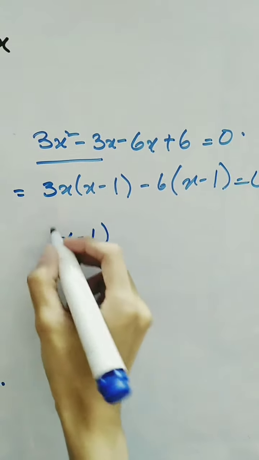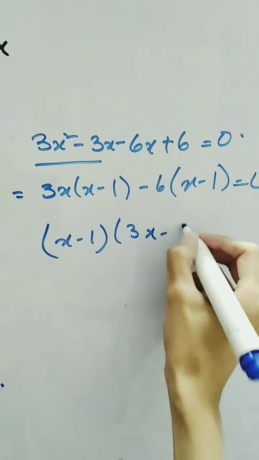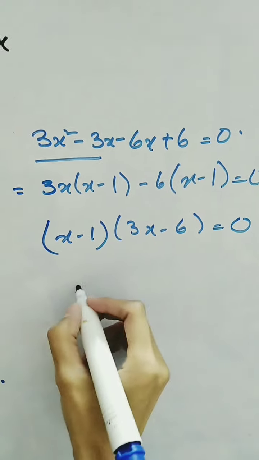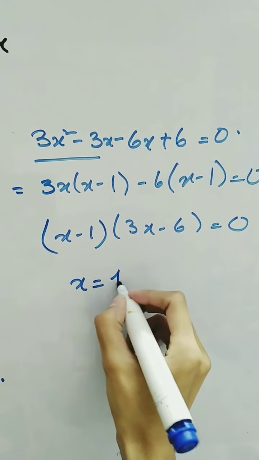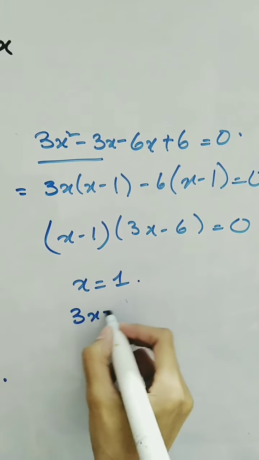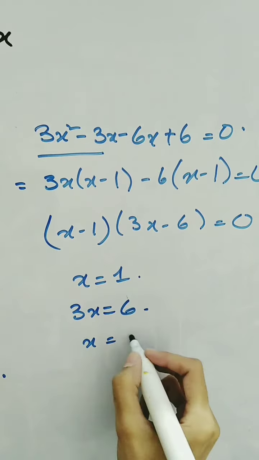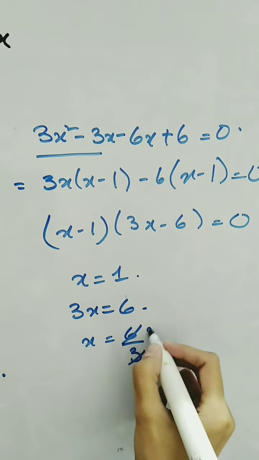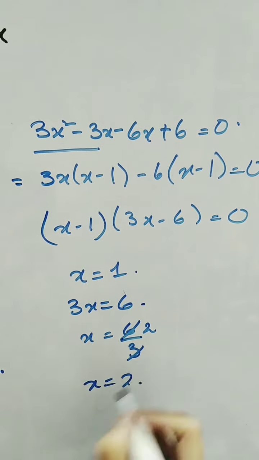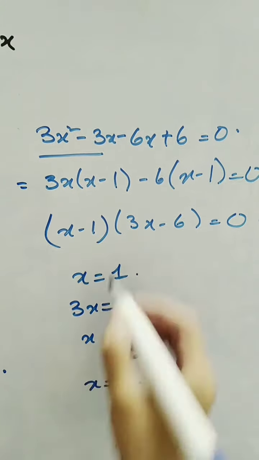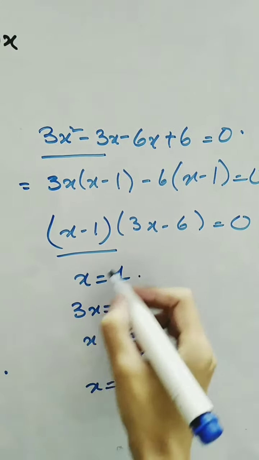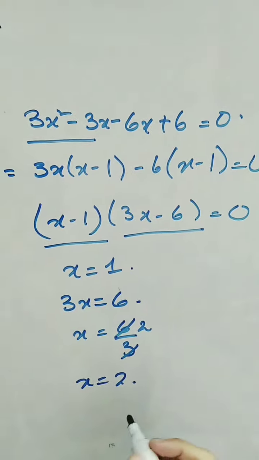So we have x minus 1 and 3x minus 6 equals 0, or x equals 1 and 3x equals 6, or x equals 2. We equate x minus 1 equals 0 and 3x minus 6 equals 0.